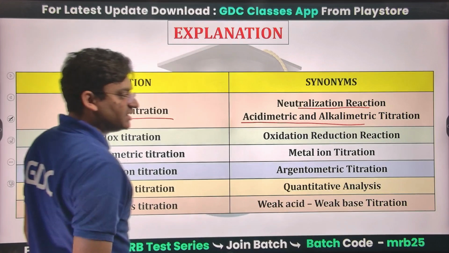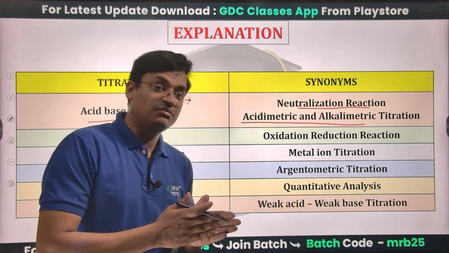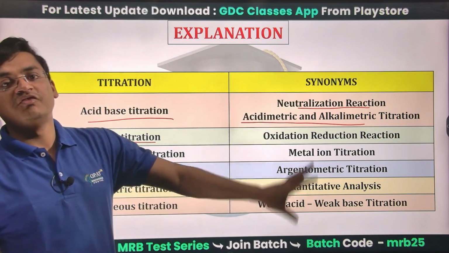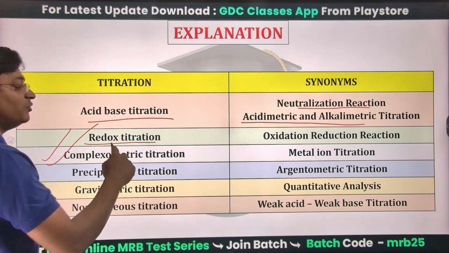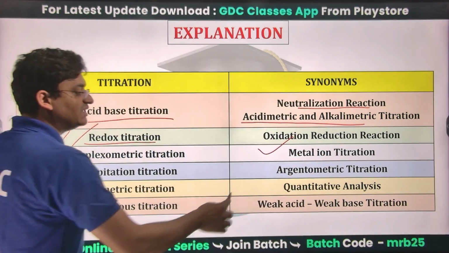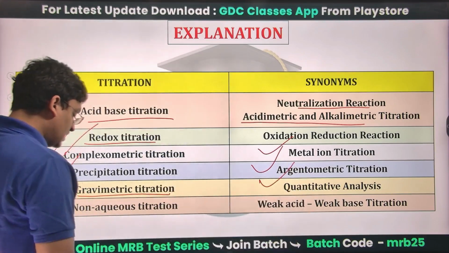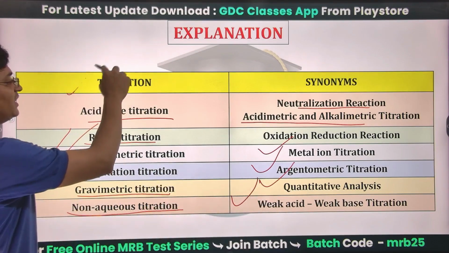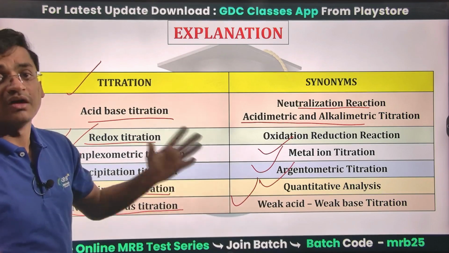Acidimetric and alkalimetric titrations are acid base titrations. Redox is a titration where reduction of a compound and oxidation of a compound take place simultaneously, known as oxidation reduction reactions. Complexometric titrations are metal ion titrations. Precipitation titrations are argentometric titrations. Gravimetry is quantitative analysis, and non-aqueous titration is weak acid, weak base titration. These are titrations and their common synonyms used in our pharmaceutical field.